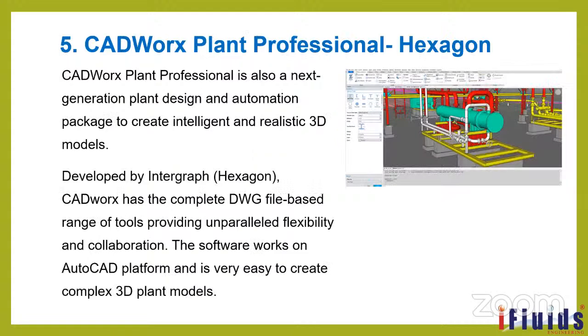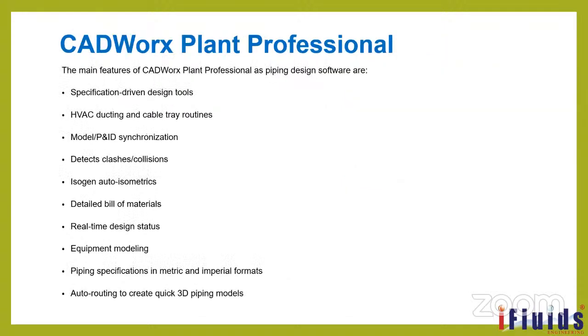CADWorx is another kind of 3D software, by Hexagon. We are not using it generally, mostly not in India. It is also like the other 3D modeling software and is also used to design a plant with 3D modeling. The software works on the AutoCAD platform and makes it easy to create complex 3D plant models, according to the user. These are also the main features of CADWorx Plant. Like the other features, there is nothing specialized here.